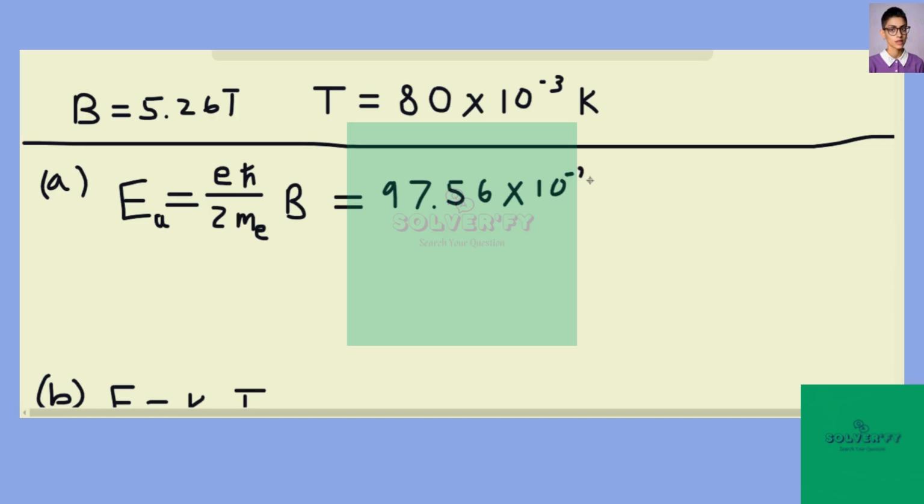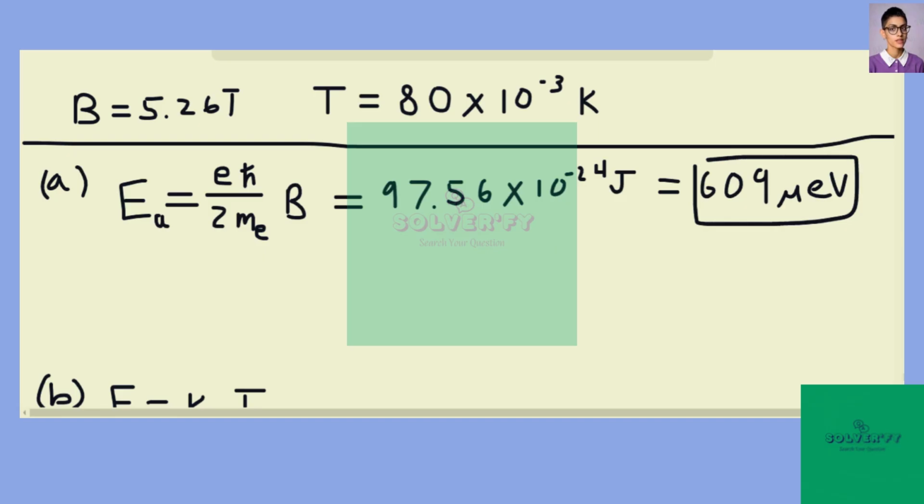You can convert this from joules to electron volts. Since 1 electron volt is 1.6 times 10 to the minus 19 joules, this comes out to equal 609 times 10 to the minus 6 electron volts, or 609 micro electron volts. You can write it either way. We can box it in as the solution to our question for part A.